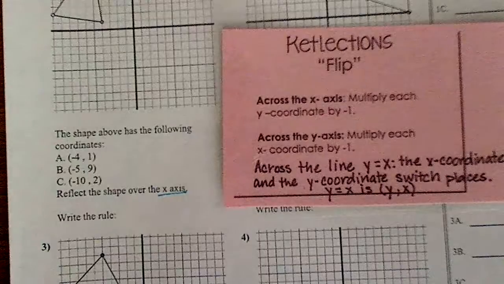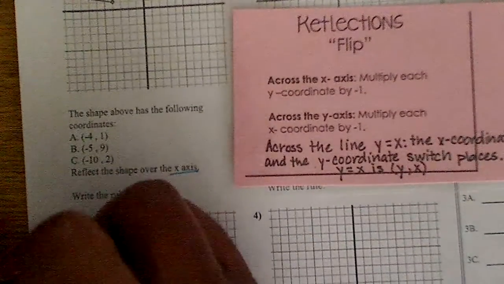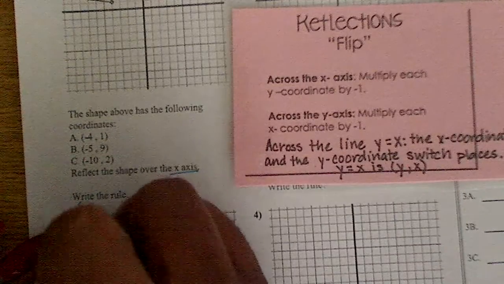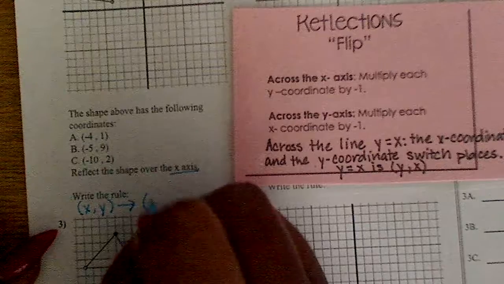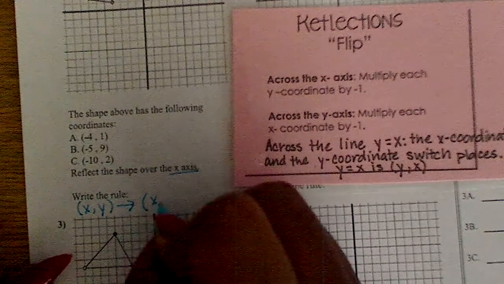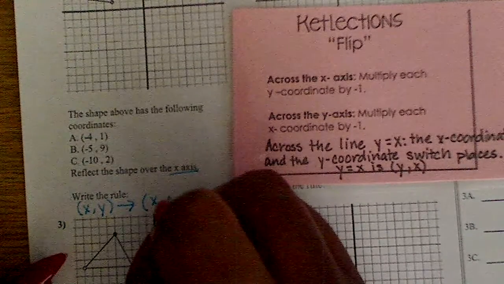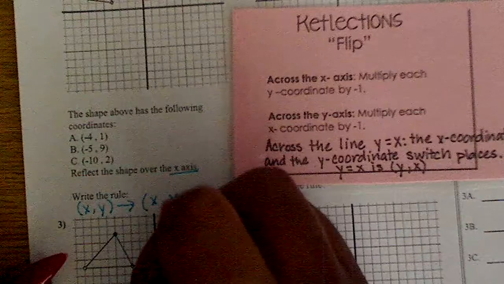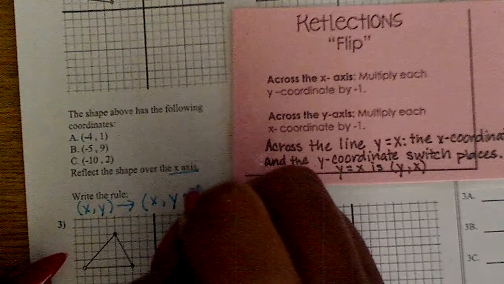So our rule is going to look like this. (x, y) goes to, we're going to leave x. Are we going to do anything to x? No. What are we going to do to y? Correct. We're going to multiply y by -1. So we'll just write y times -1.